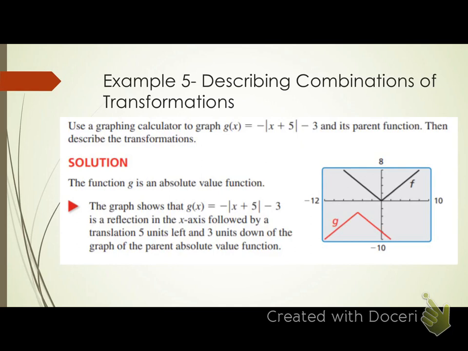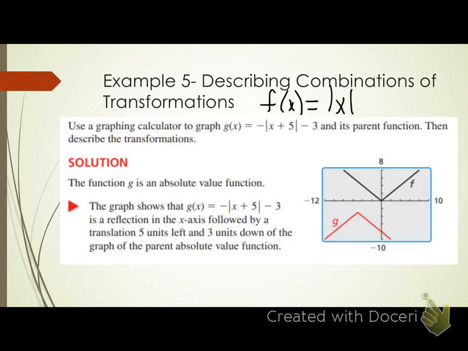Example 5. Describing combinations of transformations. It says, use a graphing calculator to graph g of x equals negative absolute value of x plus 5 minus 3 and its parent function. What would the parent function be here? If it's an absolute value function, what's the parent function of that? Absolute value of x. Very good. f of x equals the absolute value of x.